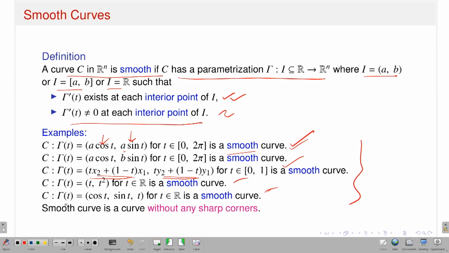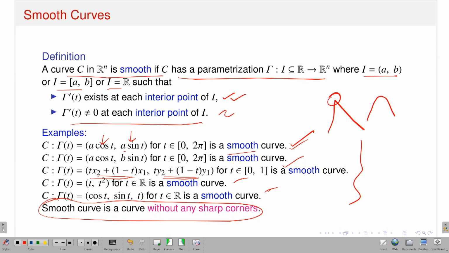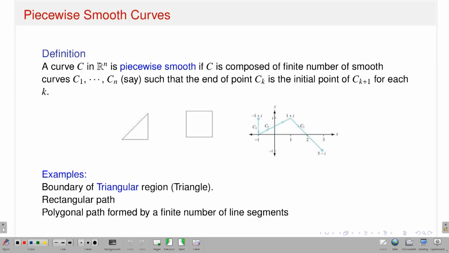I have just written one point: a smooth curve is a curve without any sharp corner. That means it should not have a picture like this, sharp. There should be a bend kind of thing. I do not want exactly a sharp corner, because I need differentiability, and differentiability means it should not be sharp, there should be a little bend. So a smooth curve is a curve without any sharp corners.